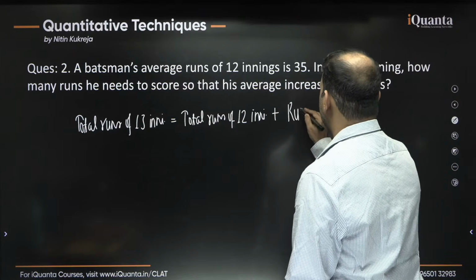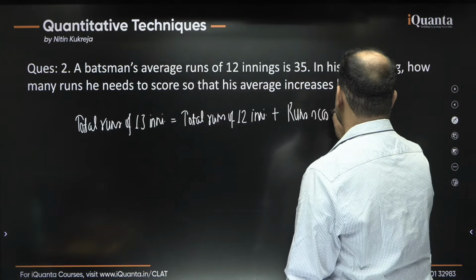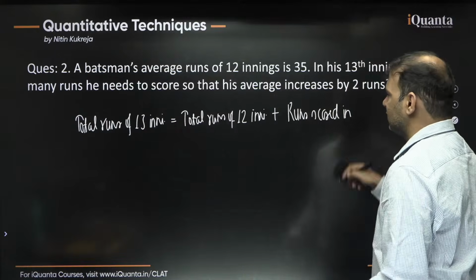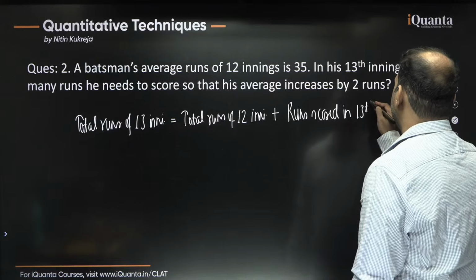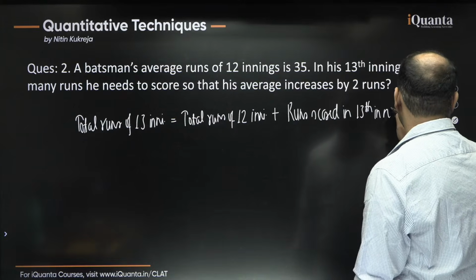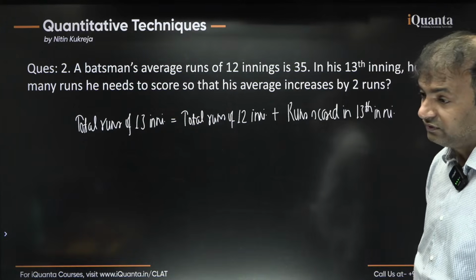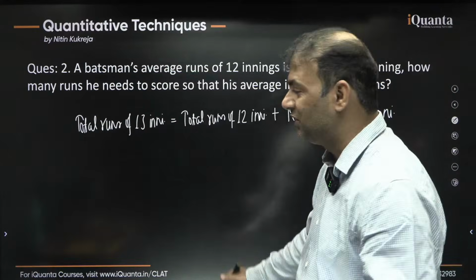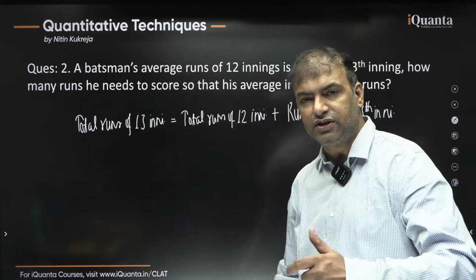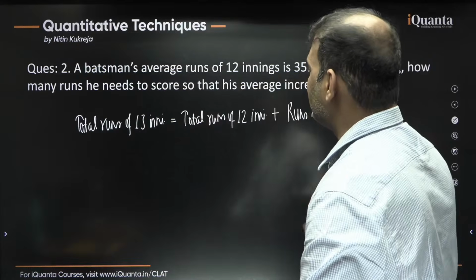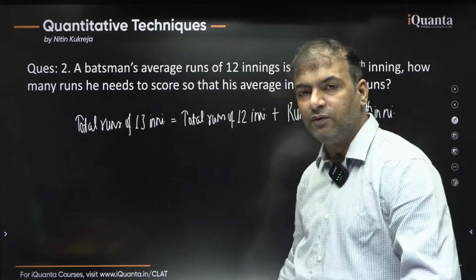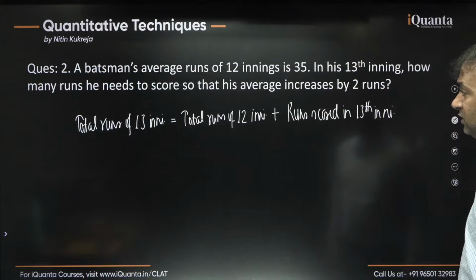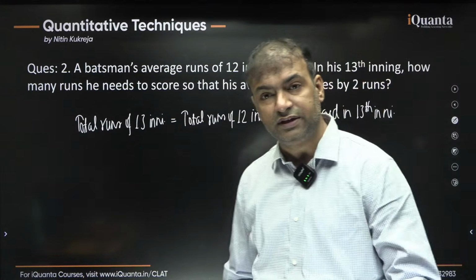Simple. Very simple, guys, okay? The runs he scored in the 13th inning, that's the actual question as well, that's the final thing you have to find out. So total runs for 13 innings should be how much? We just discussed that his average of 12 innings is 35, and his average increases by 2 runs. That means his average of 13 innings should be 37, right?